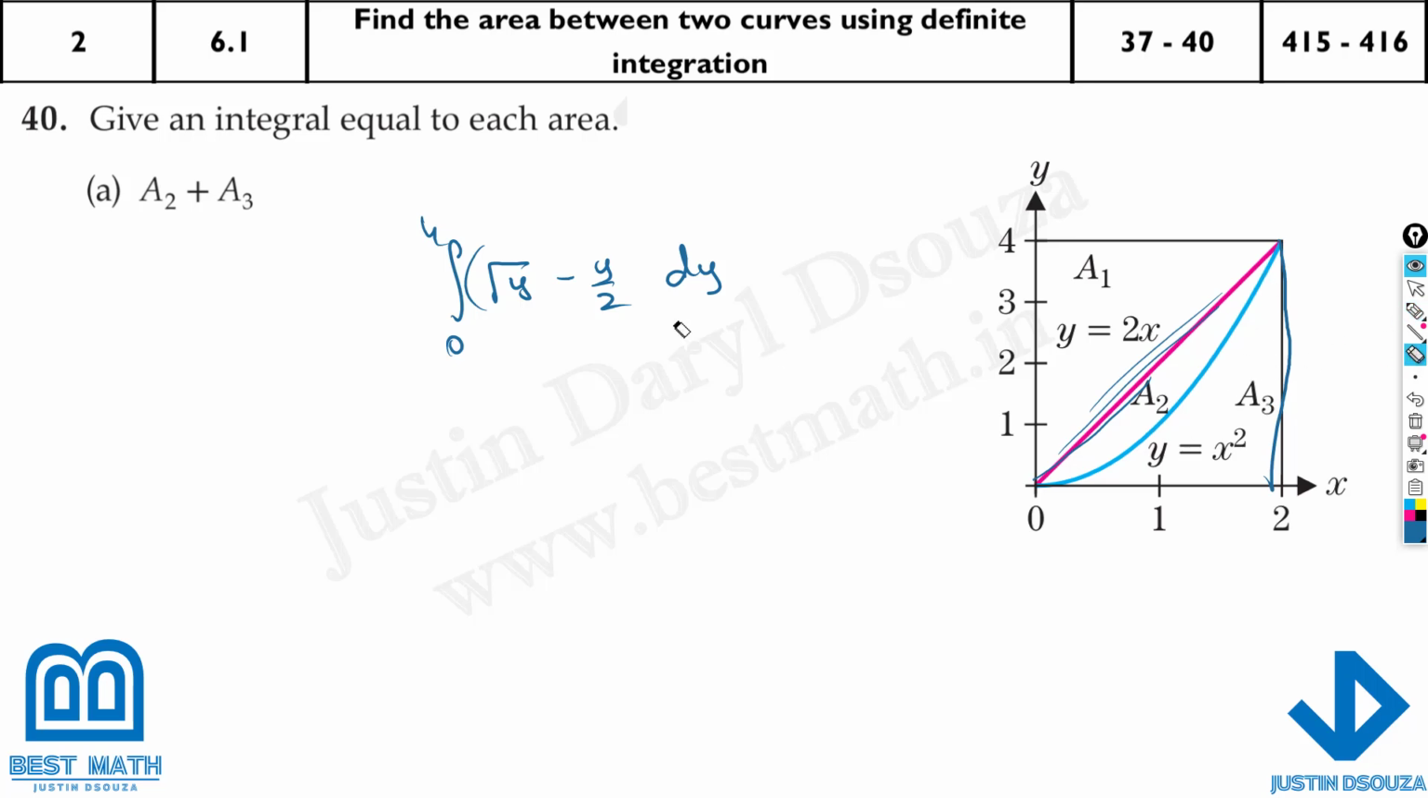Not square root y, my bad. Why? Because over here it is 2. 2 minus y by 2. Yes, y by 2. This will be the correct answer. So that's how we do it.